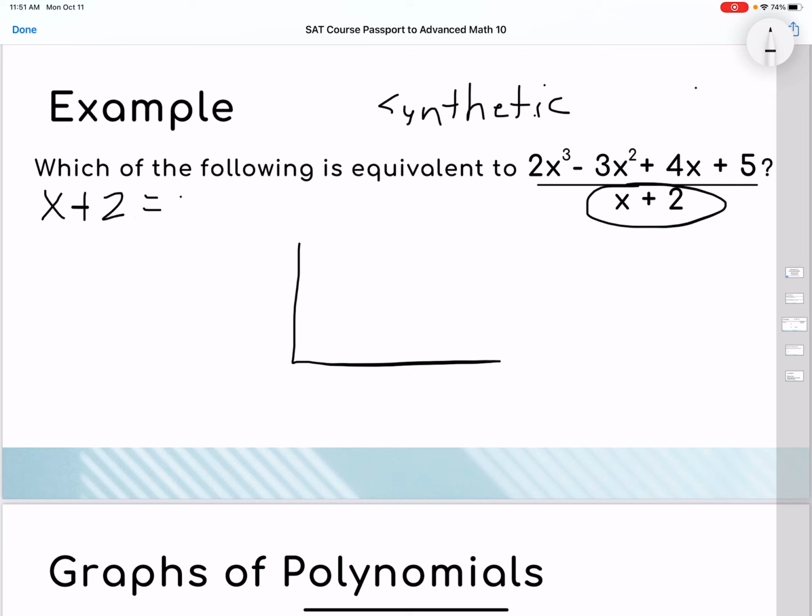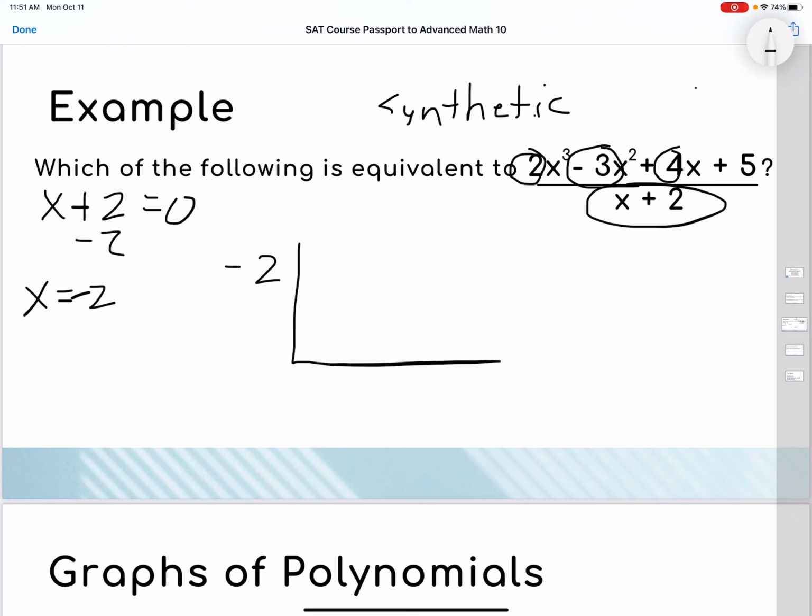So we have to set it equal to 0 to solve for what we're actually dividing by, which in this case would be minus 2. x is equal to negative 2. So when we put that number that's being divided outside like that, it'll be the opposite of what's in the denominator. Now, within the line we've made there, we will set up each of the coefficients as they appear in the polynomial.